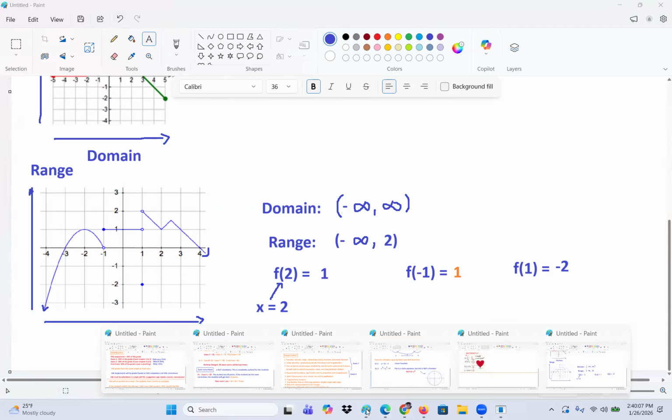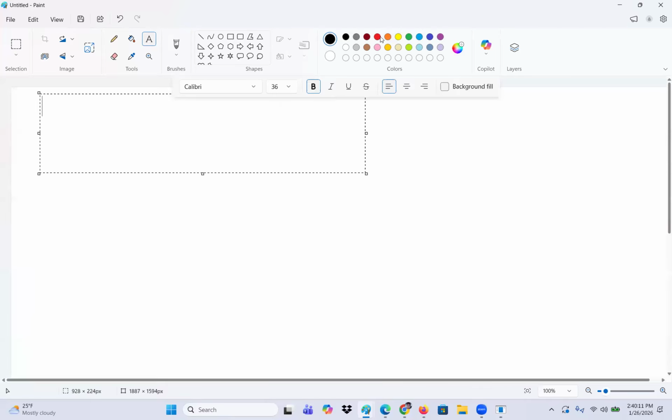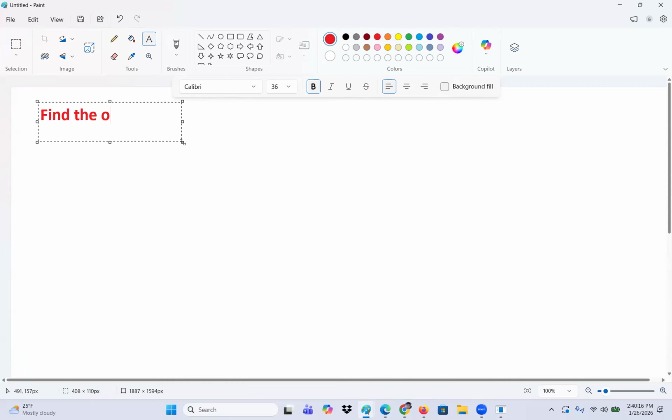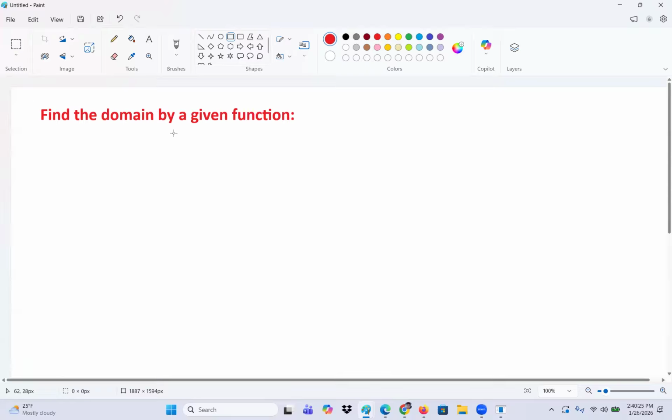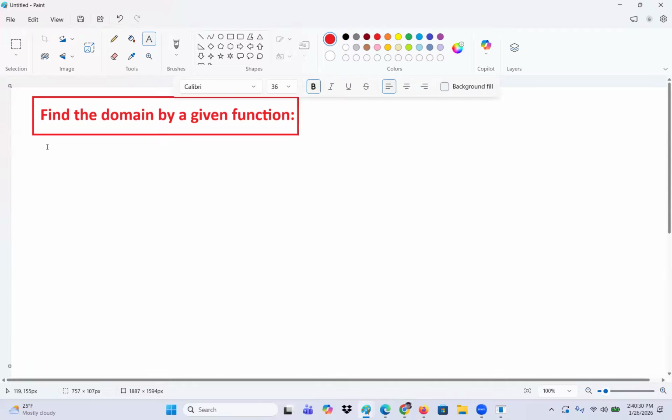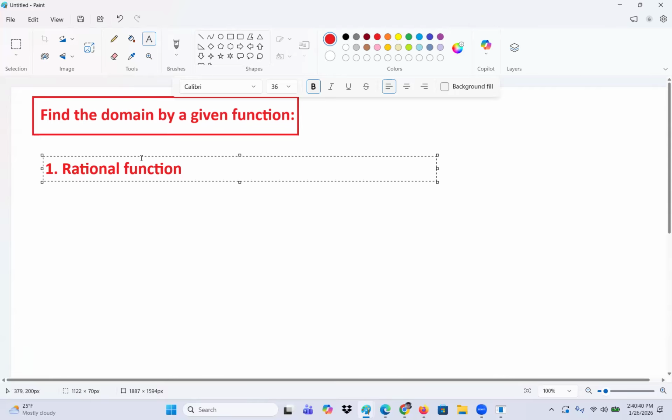Okay, finally we've got to go to the main part. This question will be on the third exam of binary exams: to find a domain by a given function. We no longer find the domain on the graph, but we need to find the domain by given functions. For example, we have the rational function.